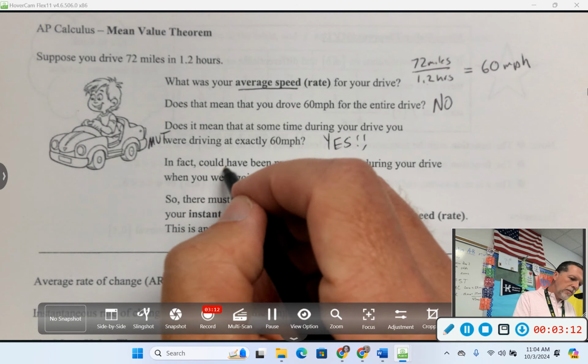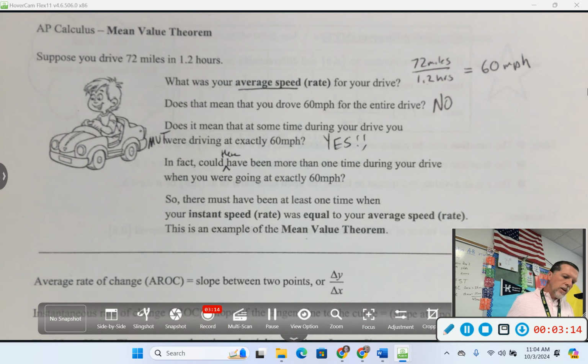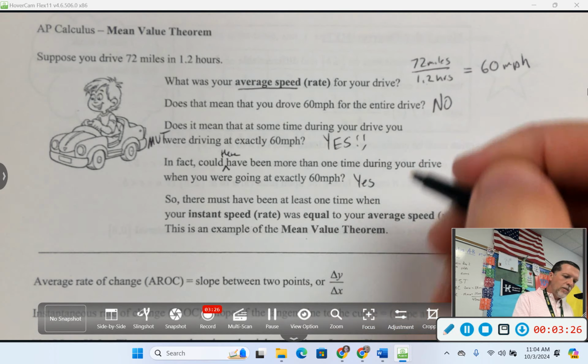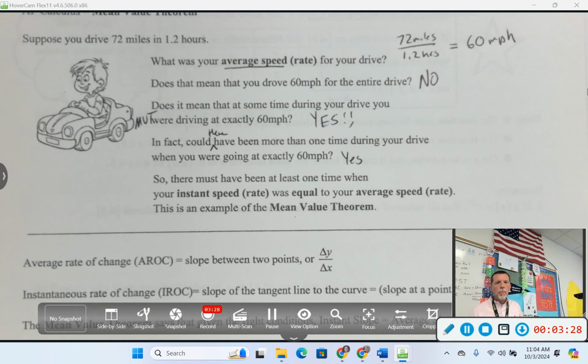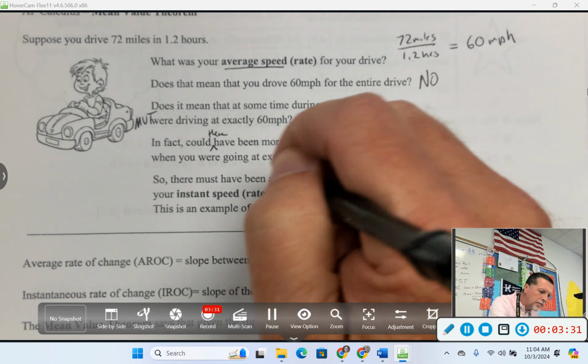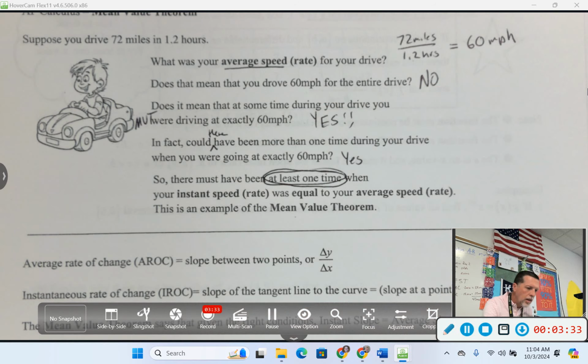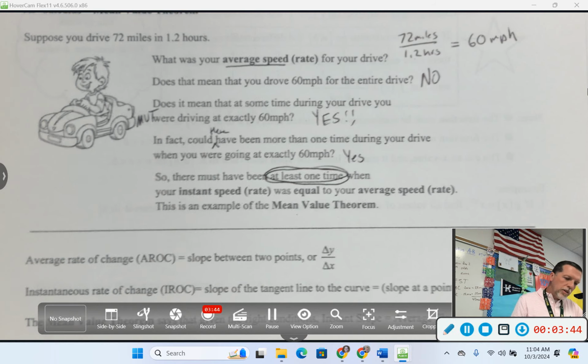Could there have been more than one time during your drive when you were doing exactly 60? Yeah. In fact, you could set the cruise control at 60 and have it for a lot of times going 60. But there had to be at least one time when your instant speed, that's the speedometer, was equal to your average speed. That's where you do the calculation. This is the mean value theorem.